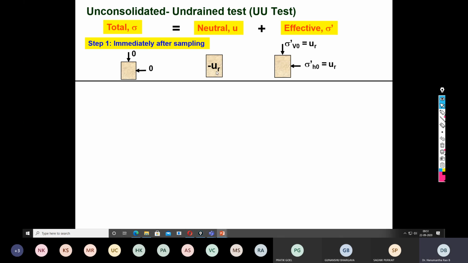Because of this negative pore water pressure, or another way of understanding this simple logic, this is nothing but your capillary force or capillarity. So the soil sample is able to withstand itself because the capillary forces are acting among the particles and thereby retaining the geometry of the sample.